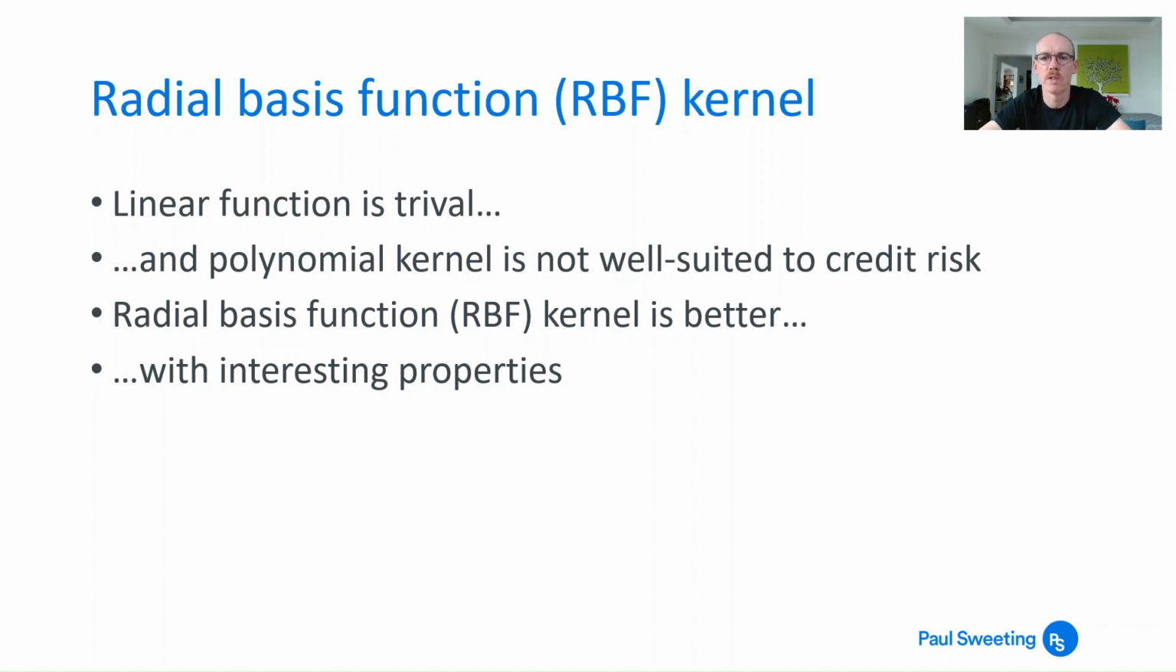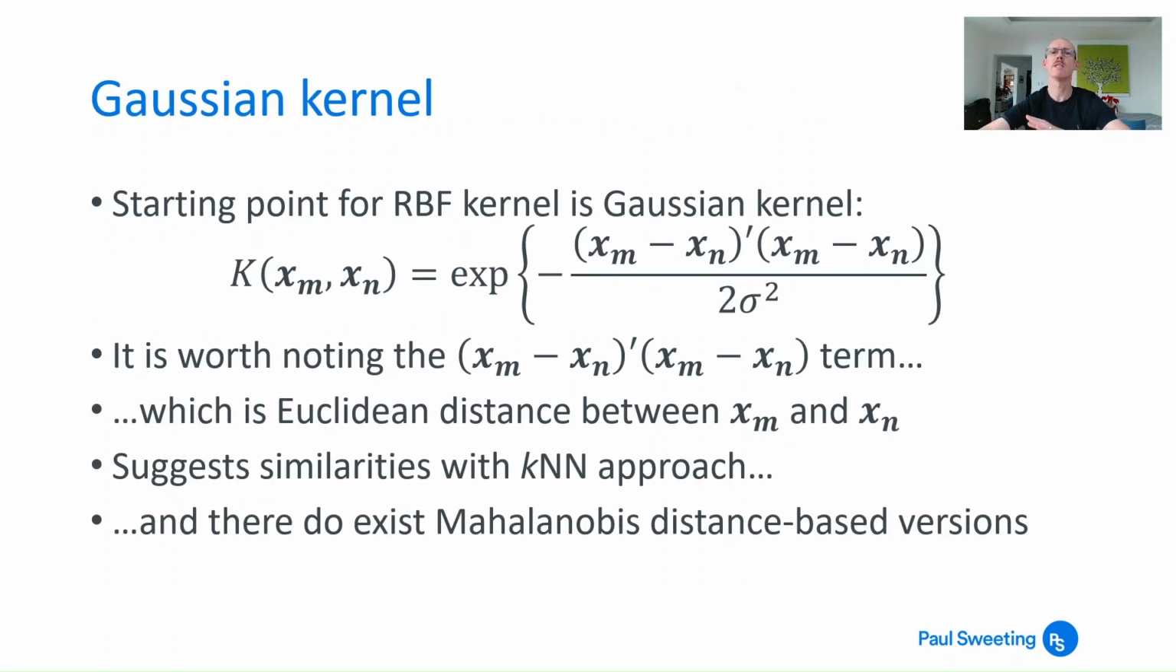Now, the linear function is trivial. The polynomial kernel is really not very well suited to credit risk. But what's called the radial basis function, the RBF kernel, is much better, and it's got some very interesting properties. So this is the one which you're most likely to use when you're looking at credit risk modelling. So the starting point for the RBF kernel is the Gaussian kernel. And the kernel function here is e to the minus (xm minus xn) transpose (xm minus xn) all over 2 sigma squared.